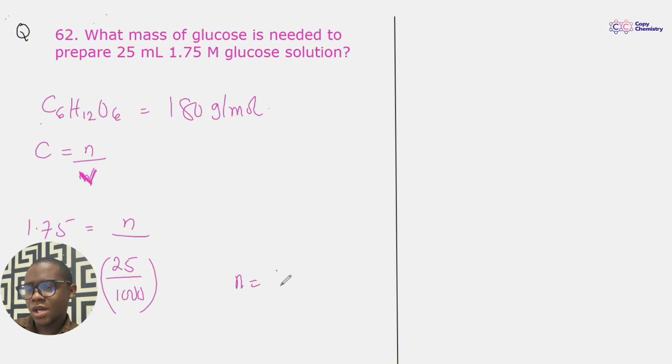The number of moles here will just be 1.75 multiplied by 0.25, and that should give you 0.04375. So let's assume that this is the calculated moles. Now, what happens next? We're trying to get the mass.